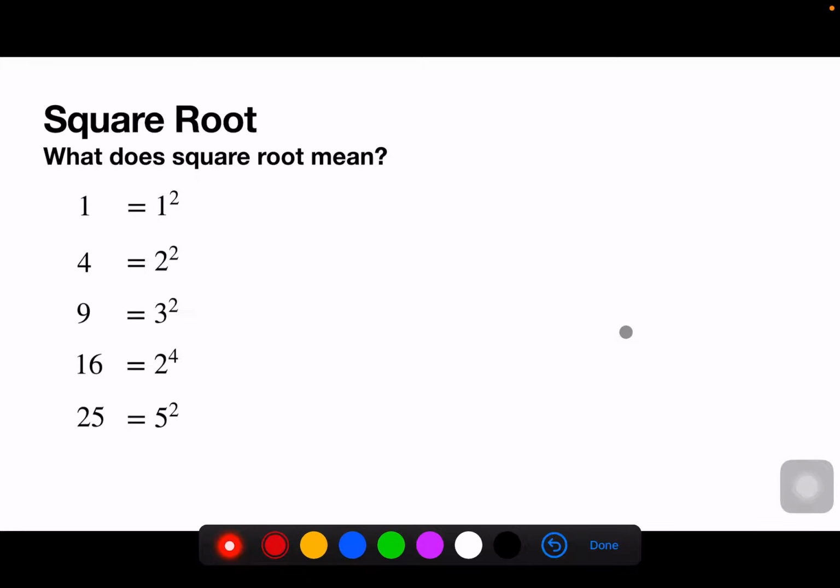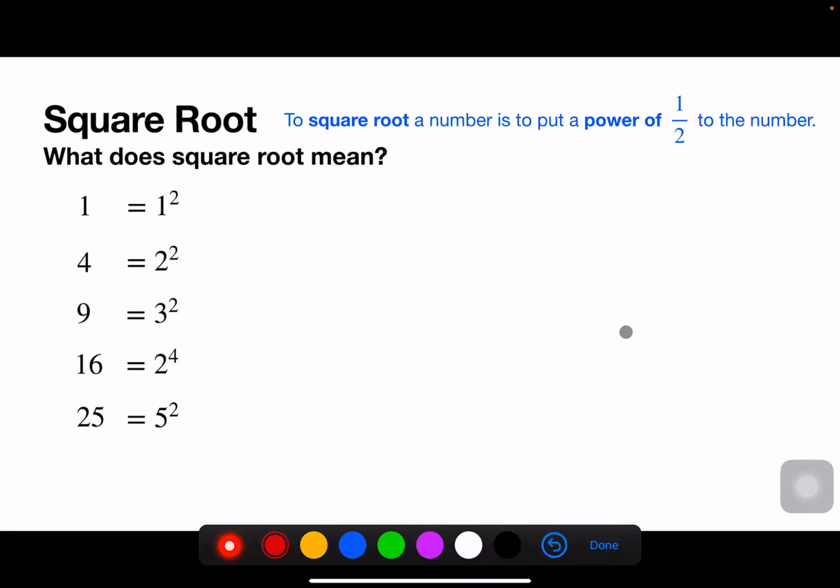Okay, now let's go to square root. So what does square root mean? To square root a number is to put a power of half to the number. Now, this is in contrast to square. If you remember, to square a number is to put a power of 2 to the number. But here, to square root a number is to put a power of half to the number.